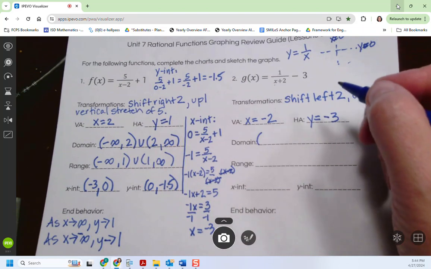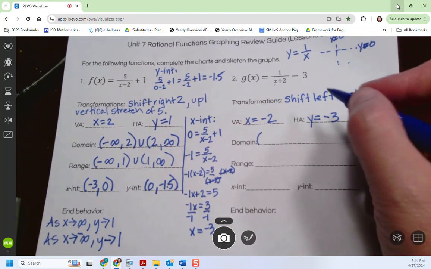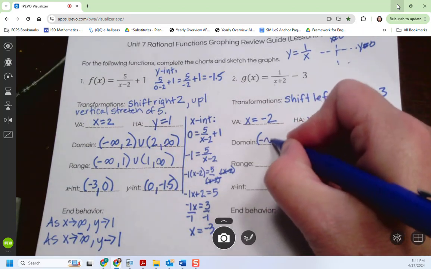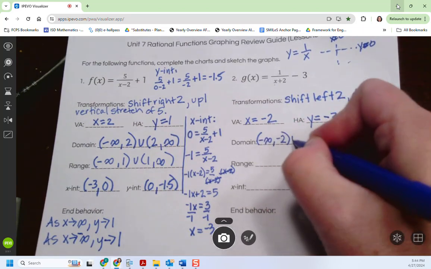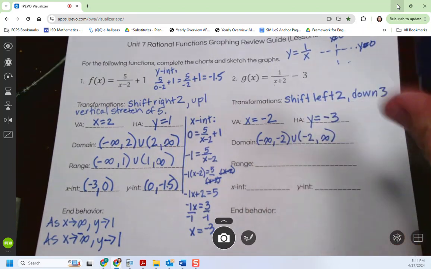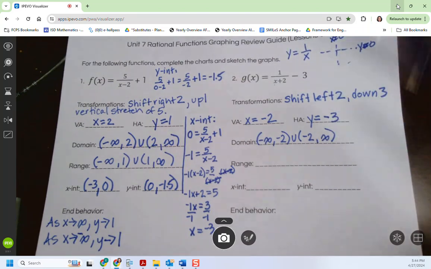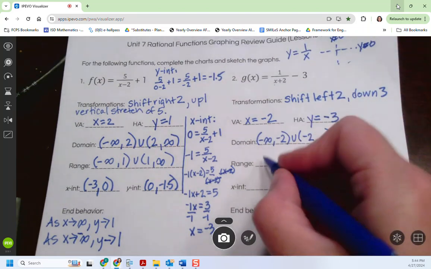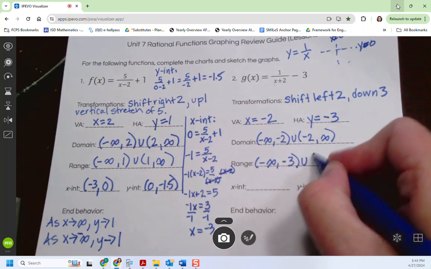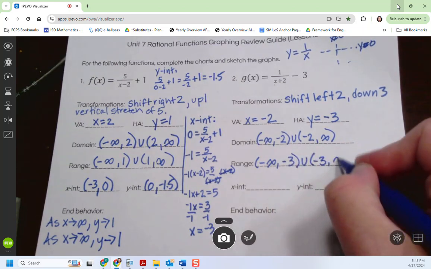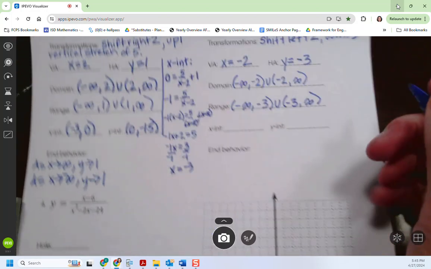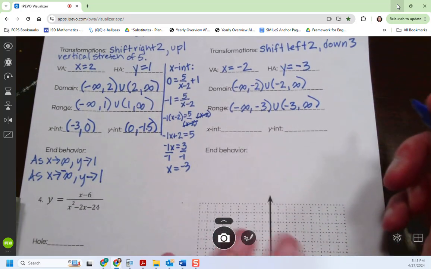My domain is everything except for my vertical asymptote at x equals negative 2. So negative infinity to negative 2 and negative 2 to infinity. My range is everything except for when y is negative 3. So it's negative infinity to negative 3 and negative 3 to infinity. All right, the x and y intercept are going to take a little bit of work. So let's try using the space on the side here.